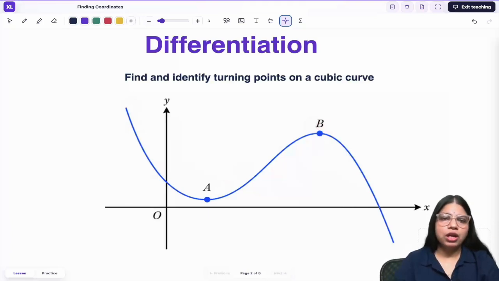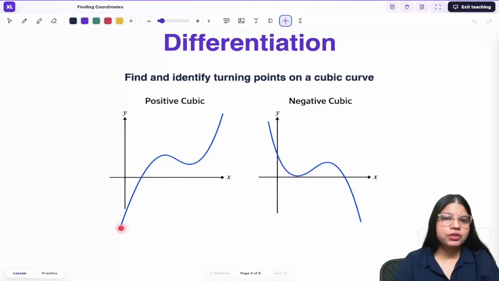If we talk about cubic curves, we have two types: a positive cubic and a negative cubic. If a cubic curve first increases, then decreases, then increases, that means you first get a maximum point and then a minimum point. It's a positive cubic. If it decreases, then increases and decreases back, that means you first get a minimum point and then a maximum point. So that is a negative cubic.